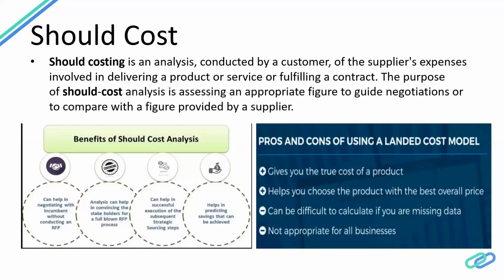Not appropriate for all businesses means, for example, if we have a monopoly supplier, and our should cost analysis says the supplier is charging an X price and we come up with a much lower Y price. But the supplier knows he's the only supplier in the market, and definitely he will say whatever your price, I will charge X. So we need to really know which business we are doing it for.